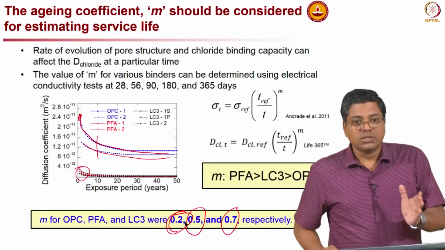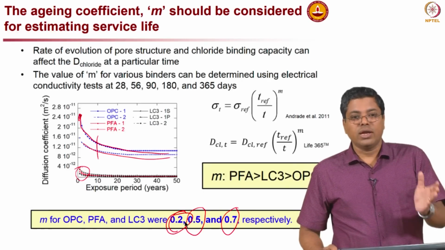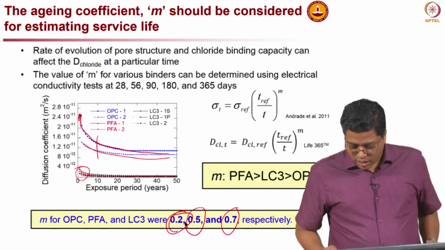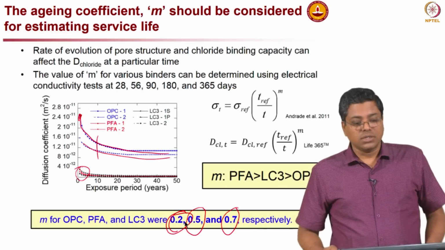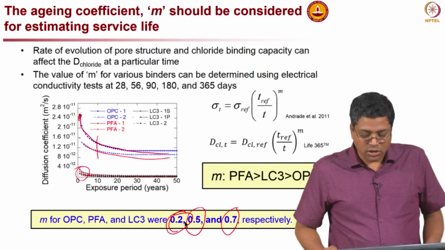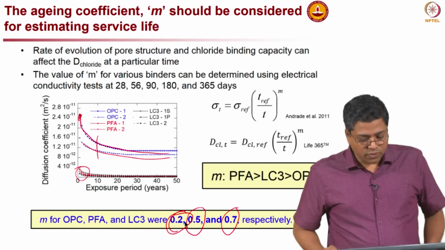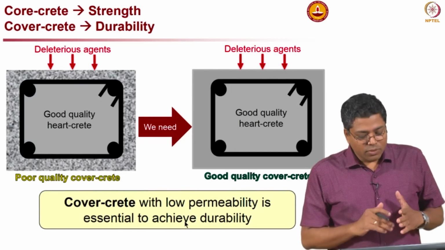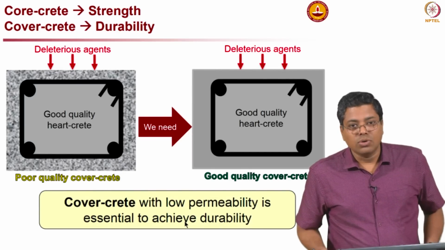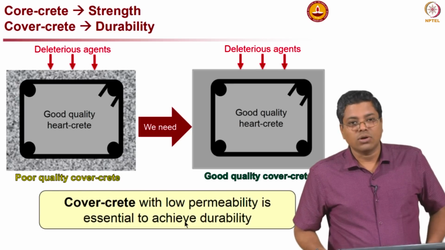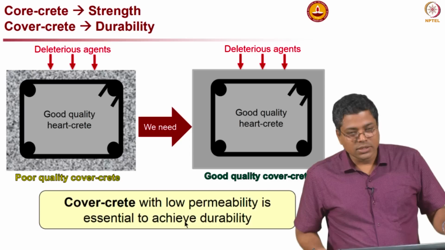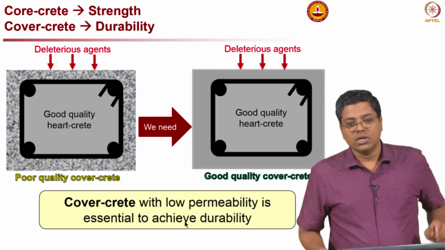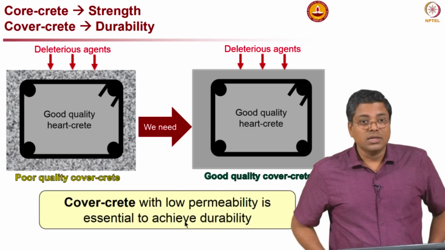In other words, it is not just that you cure the specimen for 28 days and take the diffusion coefficient. Along with that, you also have to see how the diffusion coefficient changes as a function of time, which can then be used for service life estimation. Now, we talked a lot about how to estimate the chloride diffusion coefficient, and you can come up with a very good mixture proportion which will give you a very good diffusion coefficient in the laboratory.